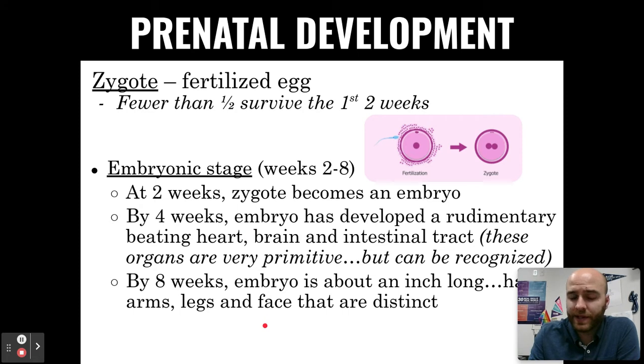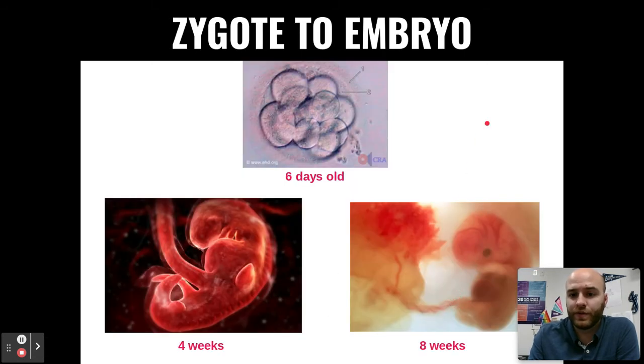And by 8 weeks, the embryo is about 1 inch long, and it has arms, legs, and a face that are distinct. So here are those first few stages, right? Zygote. Then we develop into the beginning or the midpoint of the embryonic stage, and you can start to see somewhat of a figure. And then by the end of the embryonic stage, you can see the eyes, the head, the brain developing, vestiges of the arms and the legs, things like that.